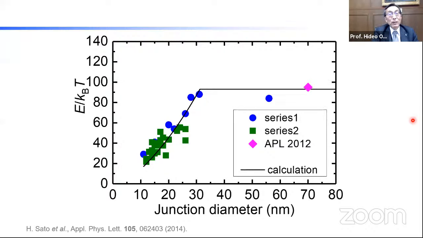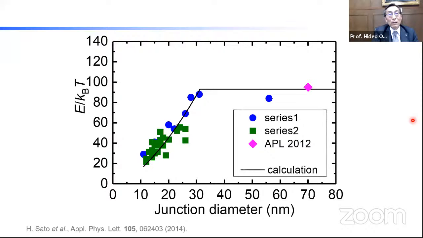So this appears to be a natural consequence of physics. And so our task is to make E over kBT, or energy barrier measured by kBT, greater than, let's say, hopefully 80 at around 10 nanometer junction diameter.